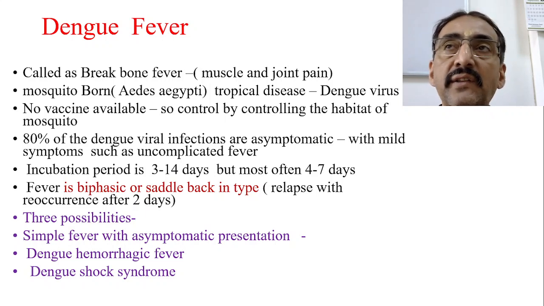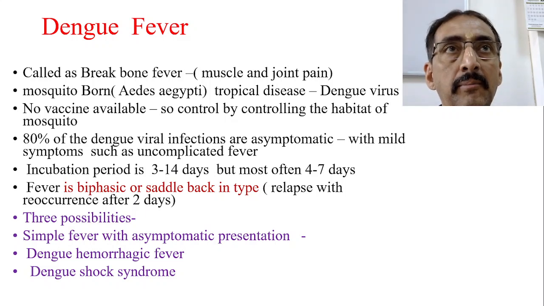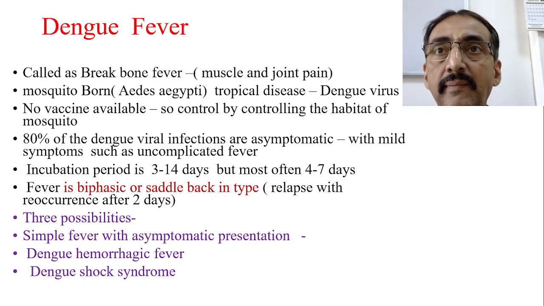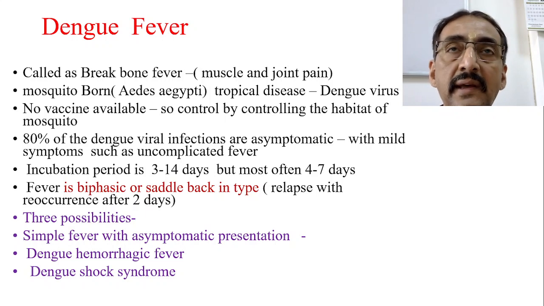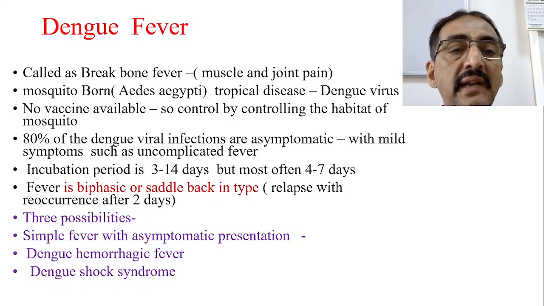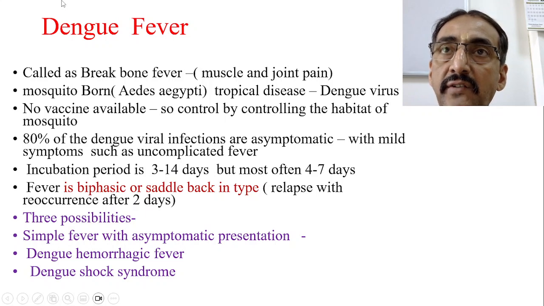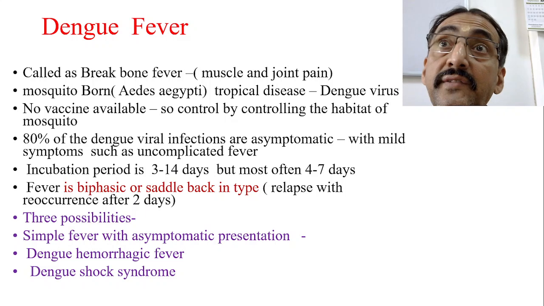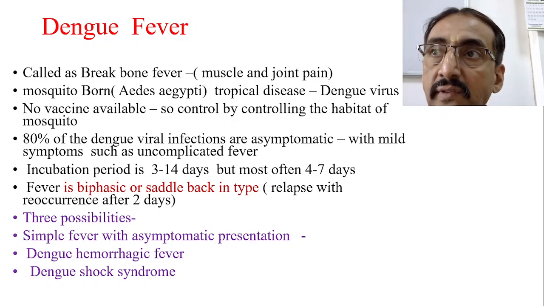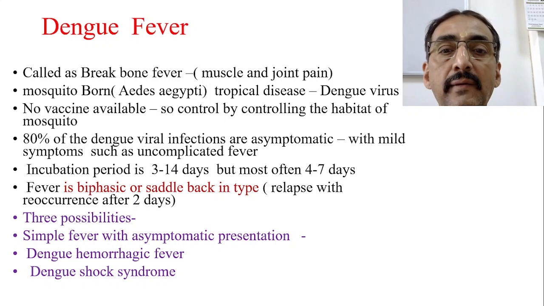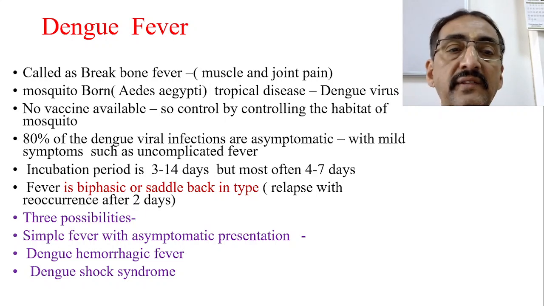Now, one more important nature of this fever is that it is a biphasic fever, also called saddleback. I think camels have a saddleback, isn't it? Just like that, in this fever also, it is called biphasic or saddleback. What is the meaning of it? Relapse with reoccurrence after 2 days. That means initially when the fever starts, you will have a course of fever for 3 or 4 days. Then the fever stops. Then after 3 or 4 days, the fever rises again, dangerously, with all the complications. So this is called the biphasic nature of dengue, and therefore it is also called saddleback fever.